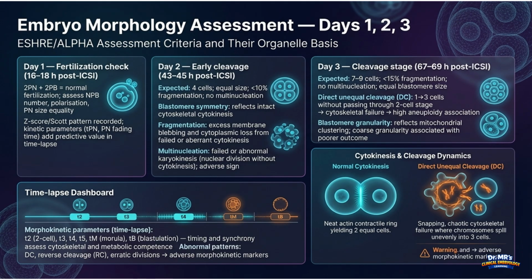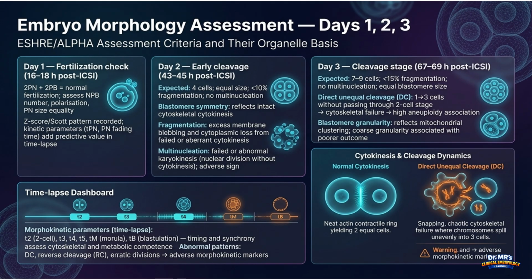Moving to day 3, 67 to 69 hours. We expect to see 7 to 9 cells. But if we are using time-lapse morphokinetics, we get to see how it reached that cell number. I've always struggled to visualize direct unequal cleavage, or DC. How does a single cell mathematically skip the 2-cell stage and divide directly into 3 cells all at once? It defies normal geometric logic because it is a catastrophic structural failure.